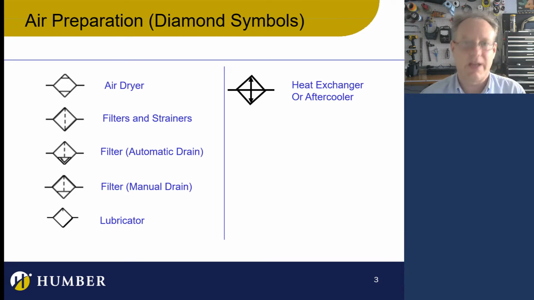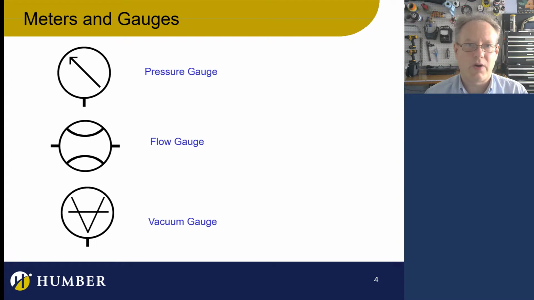This is ancillary equipment as well. We've got air dryers and filters and strainers and lubricators and all these others. Oh, that's a really cool symbol. A heat exchanger or aftercooler. Cool. I love thermodynamics. It sounds thermodynamic. Yeah. So there you go. Ancillary equipment. Oh yeah, gauges.